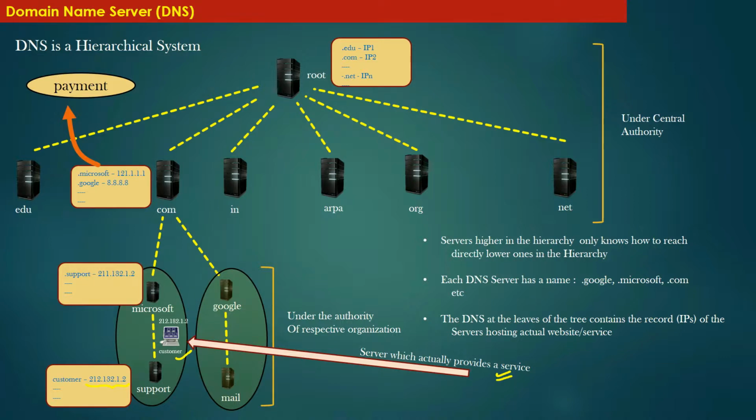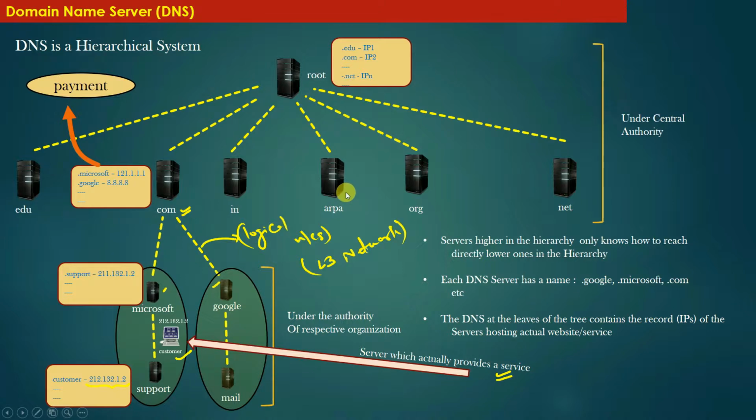Also, one thing to note is that these dotted lines are not physical links, but logical links. Logical links means that, for example, the .com DNS server can reach the Microsoft DNS server or Google DNS server through an L3 network. That is, the .com and Microsoft or Google DNS servers could be geographically located anywhere in the world. They need not be placed together and they need not be connected via a physical link.